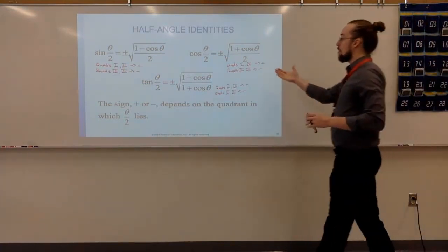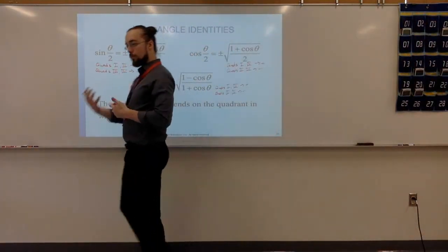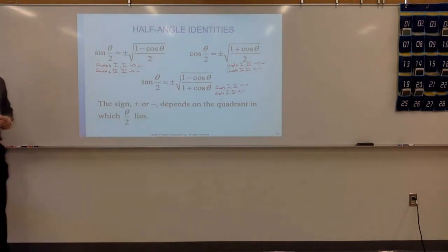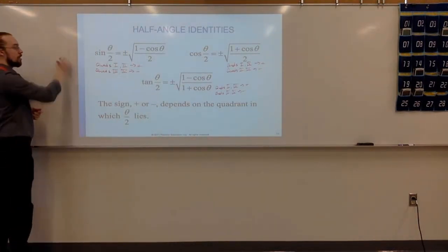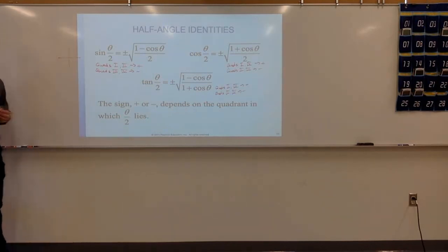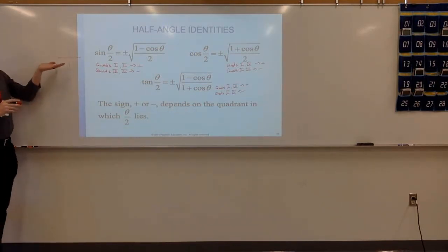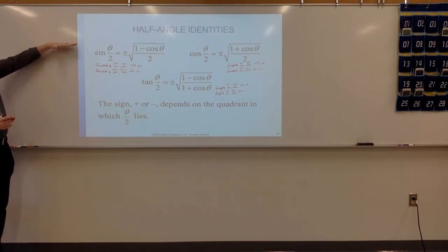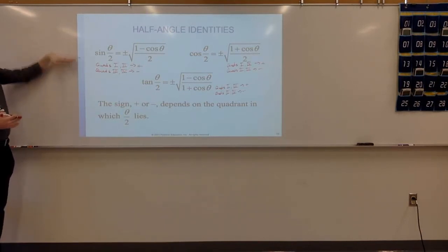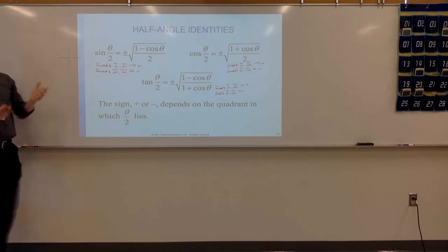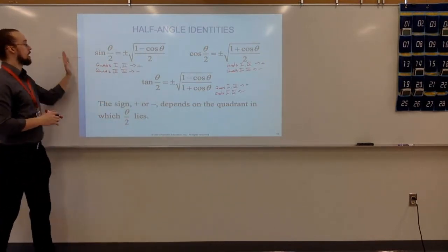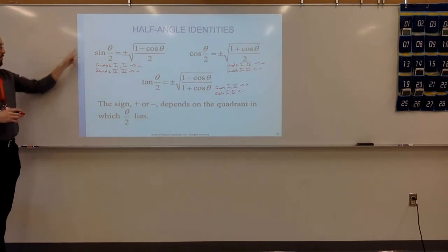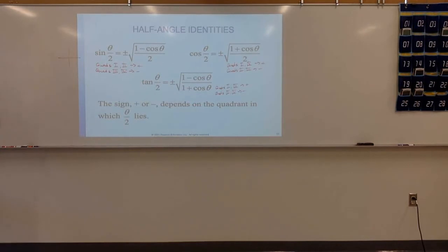Well, I mean, hopefully we kind of see that, because what we're saying is, we know that sine is the y value. So the y value, if we're looking at coordinate plane, the y value is positive if we're up here. So that's quadrants 1 and 2. It's negative if we're down here. Same idea for cosine, right? Cosine is the x value, so these two would be positive, these two would be negative. Questions so far?